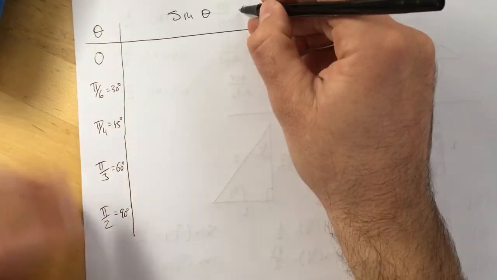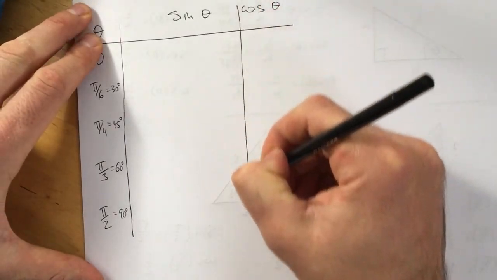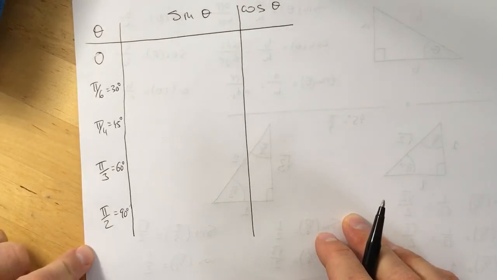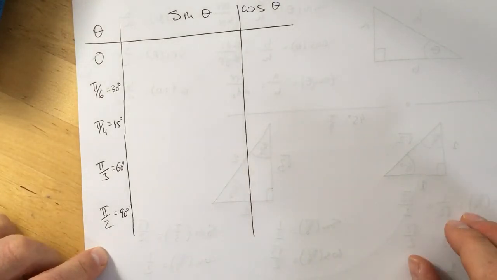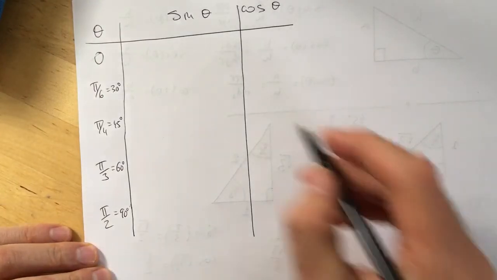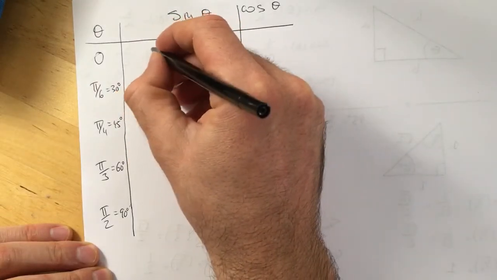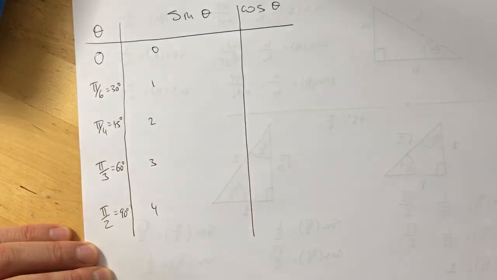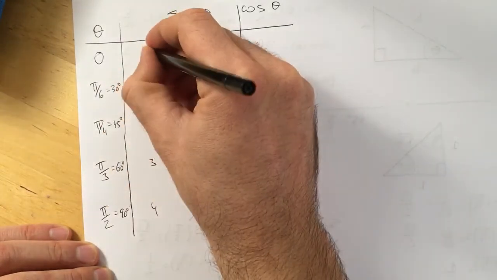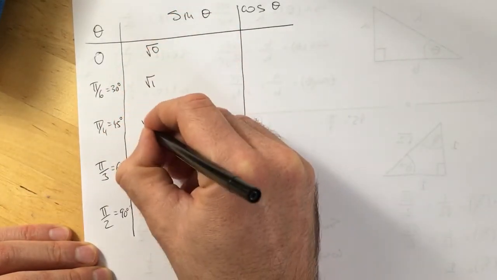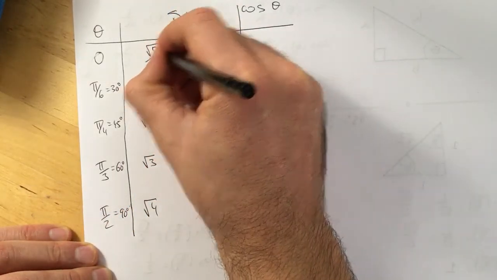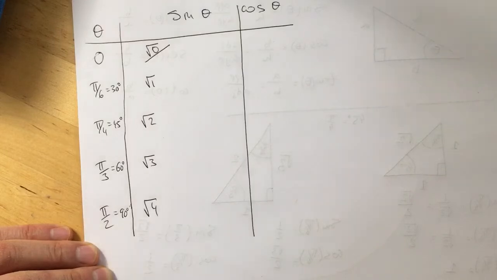So the trick to remember the sine values of these angles, and in the next video I will show you why these are so important, is the following. First, write here just 0, 1, 2, 3, 4. Now take the square root of these numbers, and then divide these square roots by 2.